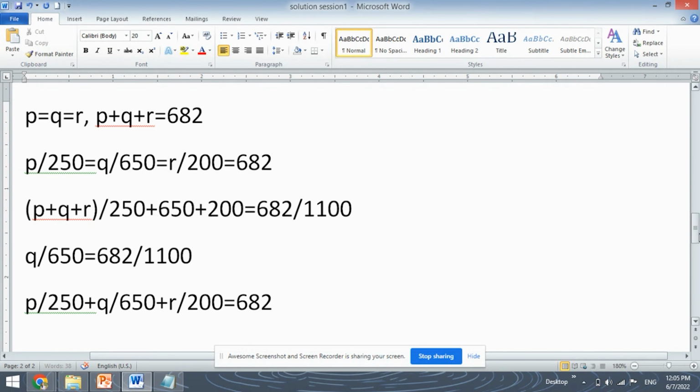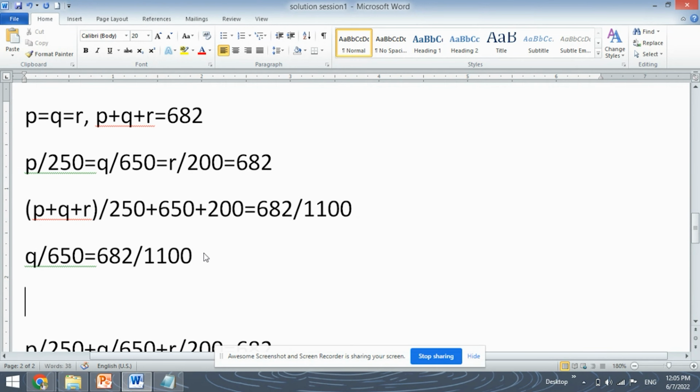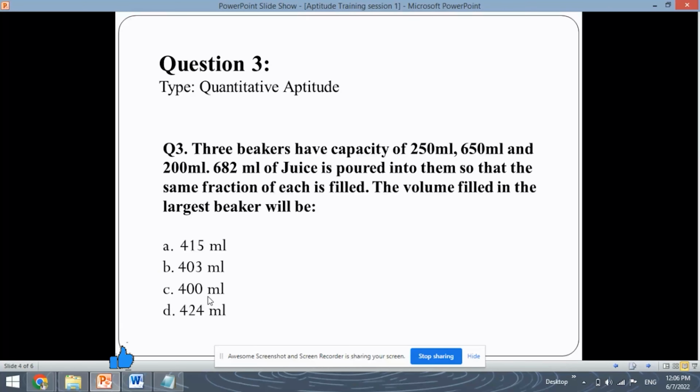Now just solve this to get the value of Q as 403 ml. When you solve this equation, bring 650 above, divide and multiply it, and you will get the value of Q as 403 ml, which is the third option, B option.